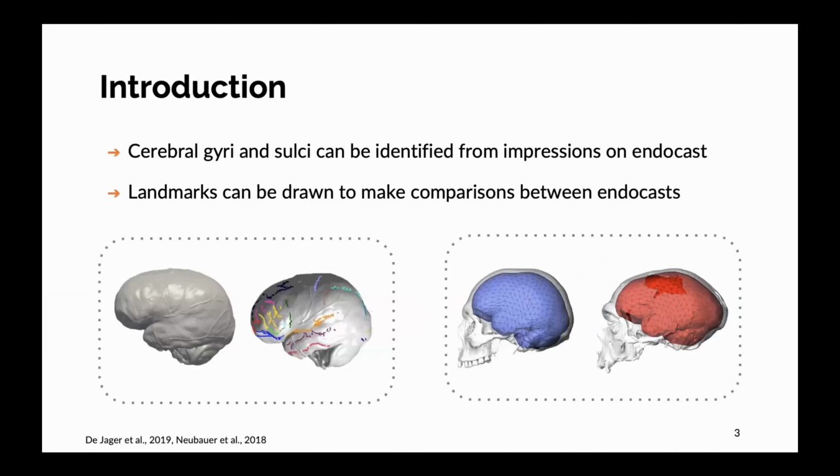To capture those regional variations, we can use several methods. For example, we can draw some cerebral gyri and sulci according to impressions on the endocast, or we can draw some landmarks according to the morphology or the shape of the endocast, and then make comparisons between endocasts using these landmarks. However, these methods usually need a lot of labor and sometimes are also kind of subjective. So what we were thinking was, can we come up with another protocol which can help us easily study those regional variations on the endocast?